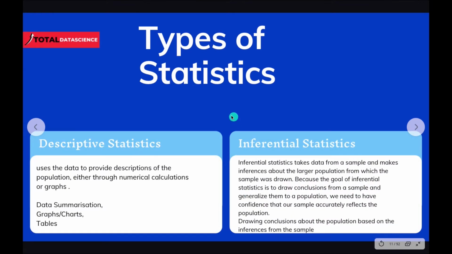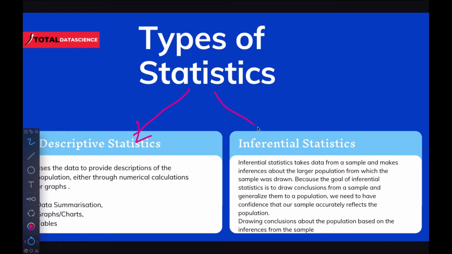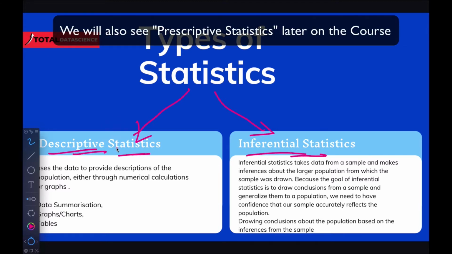In this particular class, we're going to divide statistics into two main categories. That is descriptive statistics and inferential statistics. Let's take them one by one and then break them down.